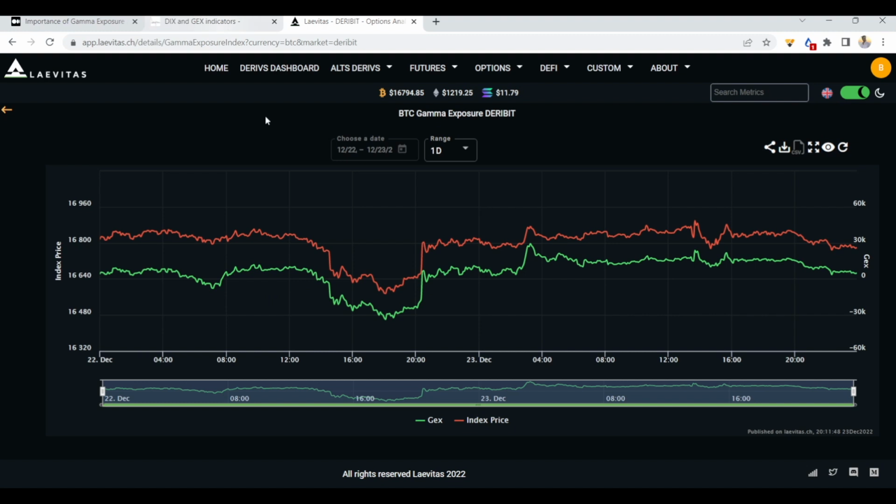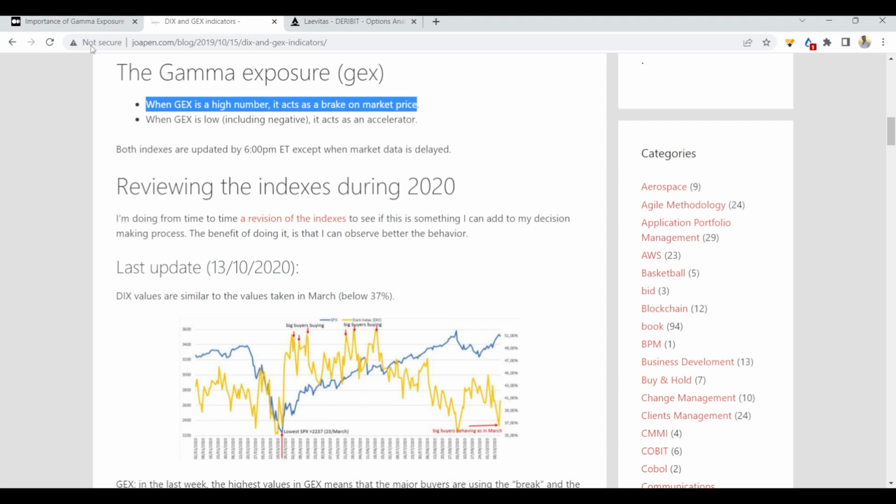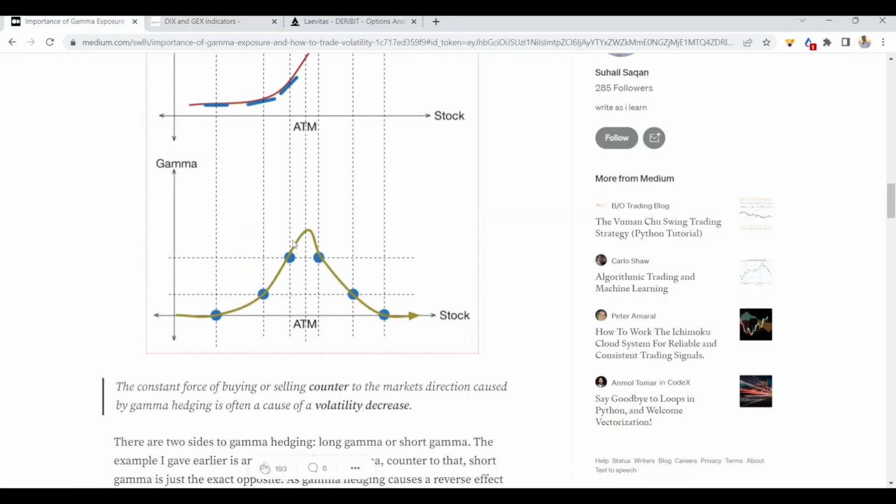So really what you have to focus on is just because gamma is positive does not mean price will fall. Just because gamma is negative does not mean price is going to rise. That's not what's happening here, guys. What's happening is when GEX is positive, it's a brake on market price. And the reason for that is if the gamma exposure is very, very positive, i.e. price is where a lot of open interest at the money strikes are, then those option dealers basically need to trade against the market, which is going to cause the market to reverse.